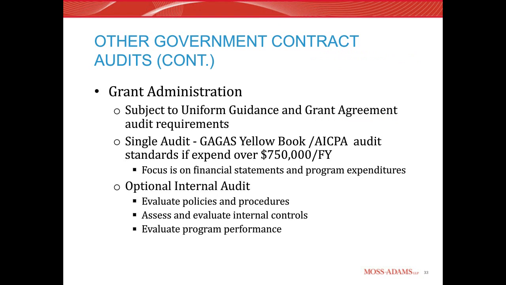One area that people don't think about is grants. A lot of cities, counties, nonprofits have grants where they get money either from a federal government or some other agency or foundation. They're often subject to an outside audit through the uniform guidance or the grant agreement's audit requirements. Those type of audits you may have heard are called a single audit. It is a GAGAS Yellow Book audit, AICPA standards, but only if you're expending over $750,000 per fiscal year. And the focus of this audit is more on the financial statement of the recipient of the grant and the program expenditures at a high level. So we're only looking at each program at a very high one-line item level. So how much money was spent on this program, is that true or not? We're not getting into the nitty-gritty of how the money was spent.